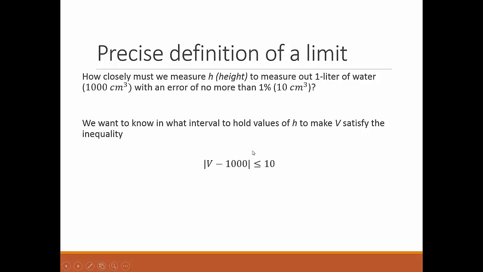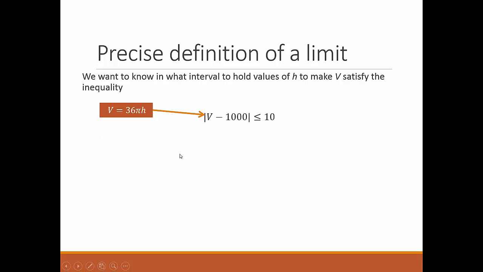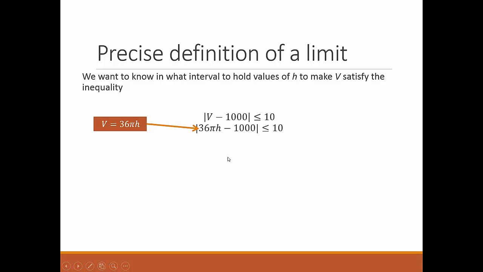So in other words, I want to know at what interval to hold the value of h. Remember, that's the height, the level of the water that I'm putting in this measuring cup, to satisfy this inequality. This inequality says that the volume, which we already have as 36 pi h, so I can plug that in, minus this 1,000 cubic centimeters to stay within 1%, needs to be less than or equal to this 10 cubic centimeters.